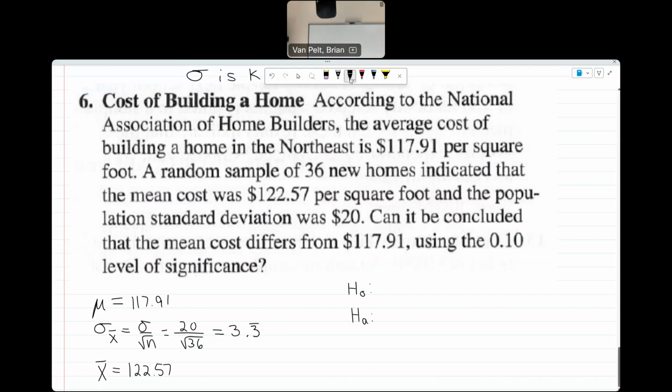Did anybody give me the hypothesis statement? Anybody? What'd you say? Not equal. Not equal, yes. The difference from is the key phrase, right? So we're going to have mu is not equal to 117.91. And then the other one, mu equals, another two-sided test.